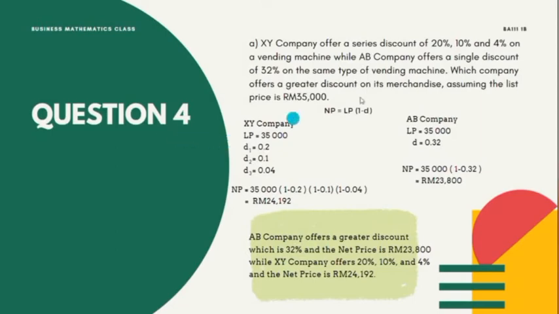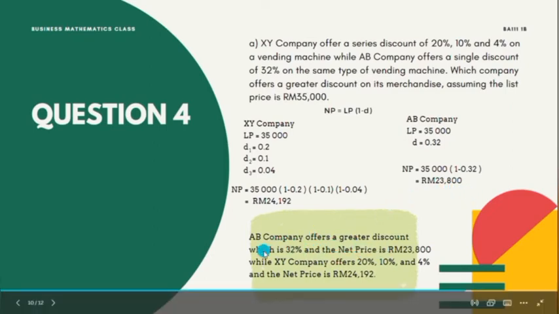Question number 4A asks which company offers a greater discount on its merchandise, assuming the list price is RM35,000. There are two companies offering the same type of vending machine but with different discounts. The first company, XY Company, offers a series discount of 20%, 10% and 4%. The net price is RM24,192, while the second company offers a single discount of 32%. The net price of AB Company is RM23,800. The company that offers a greater discount is AB Company.